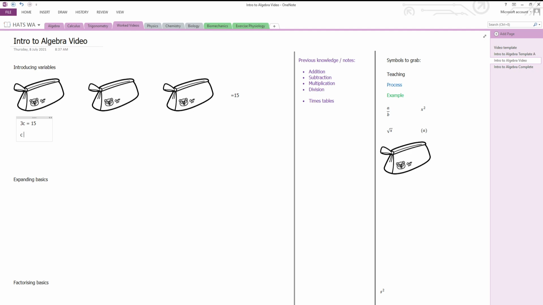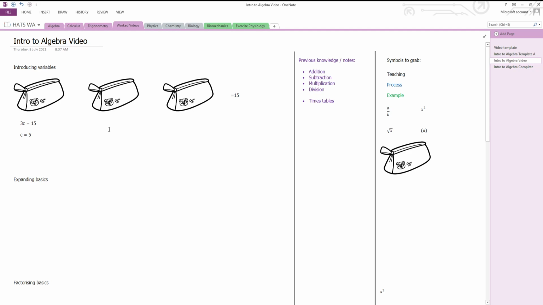So we'd say, well, if 3 lots of it is 15, then 1 lot of it would have to be 5. So essentially what we've done is we've divided each side of the equation by 3. So we divide by 3 to get 1c, which is essentially just c. That's the way we write it in algebra. If you just got one of them, it's just that letter. And then 15 divided by 3 is 5. So as long as you do the same thing to both sides of the equation, that's how you can solve algebraic equations.